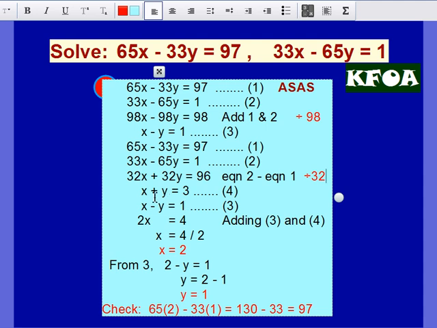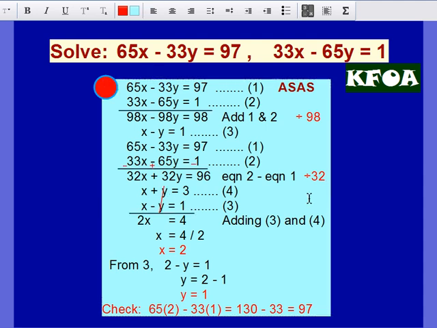So my answer comes x plus y equal to 3. Now x plus y equal to 3, x minus y equal to 1. On adding we can solve it because they are having opposite sign. If any variable is having opposite sign, we can add. If they have same sign, we should subtract.